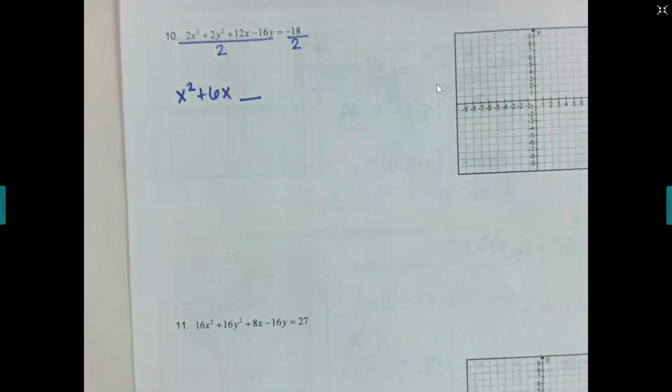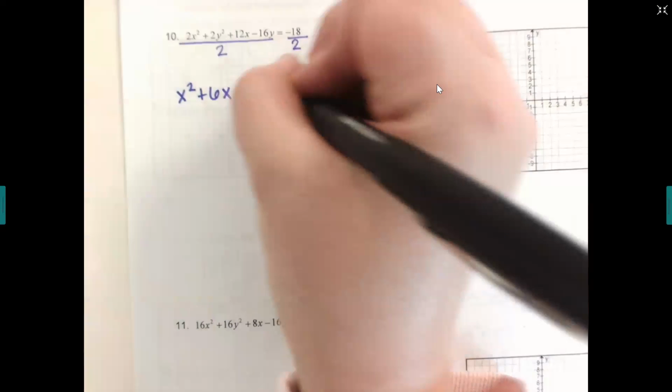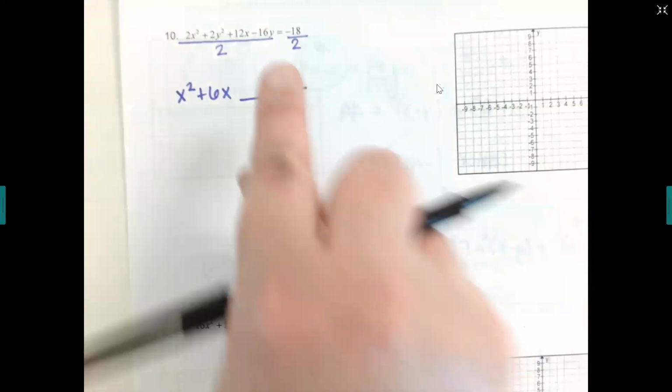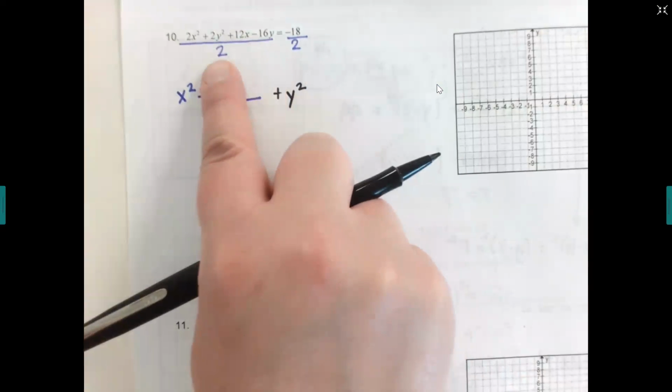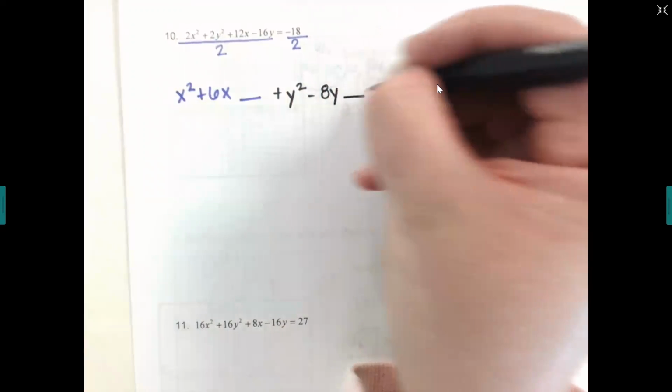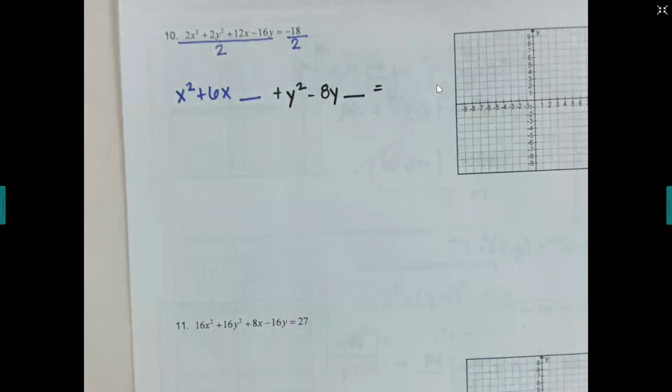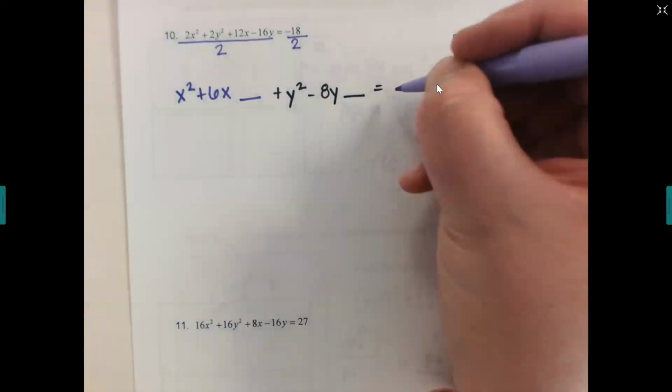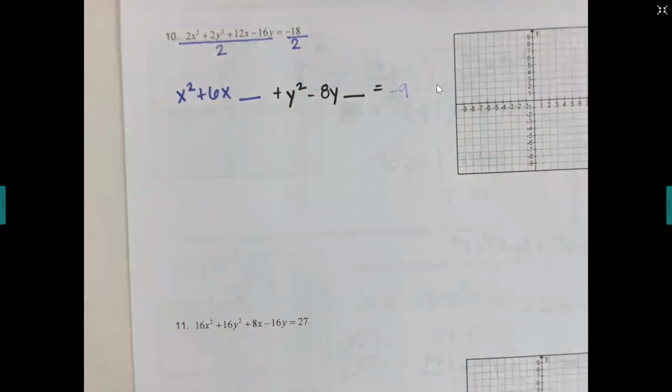Next term, I had a y squared. It was a 2y squared, divided the 2 off, so now it's just a y squared. And then I had a -16y divided by 2. What is it now? 8y. Blank equals, what's on the other side now? -18 divided by 2 is now a -9. Very good. And it's fine for that number to be negative right now, because remember, we're going to be adding to that side.